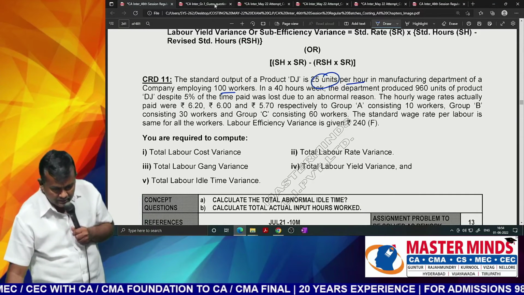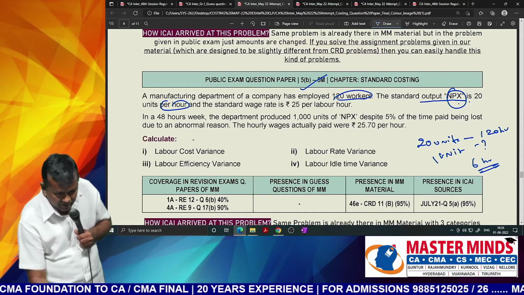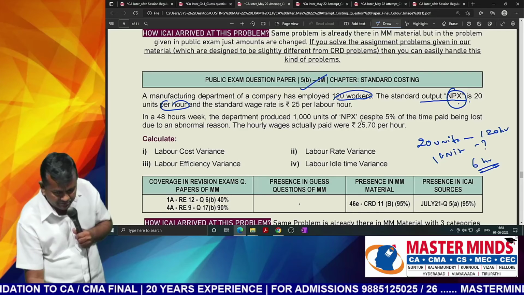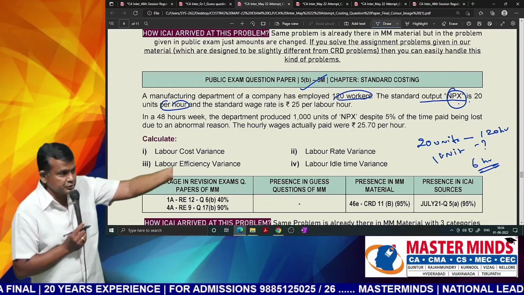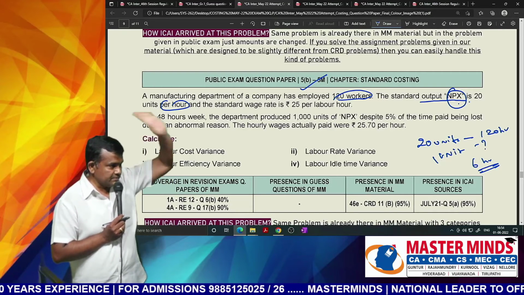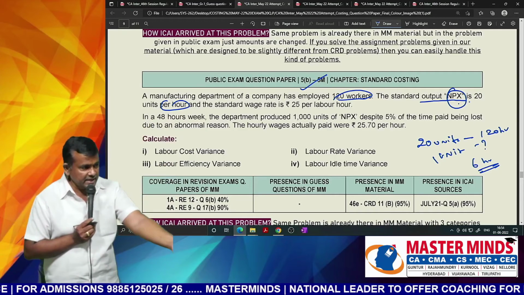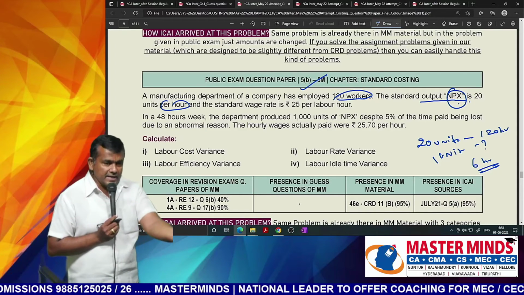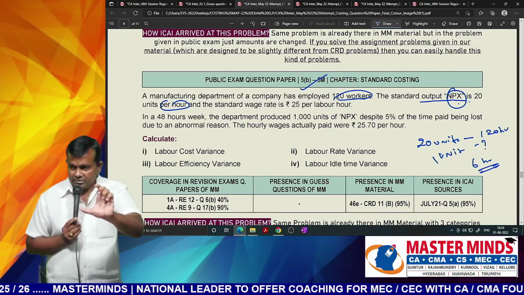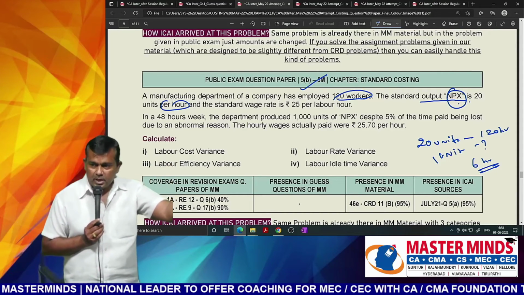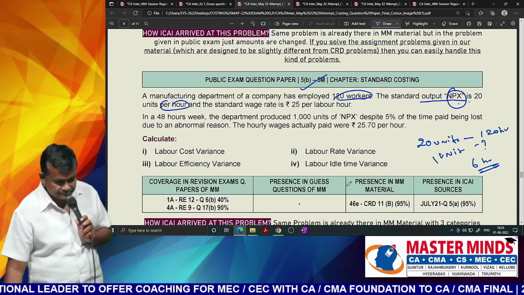In our exam paper, in a 48 hours week, the department produced 1000 units of NPX, despite the same 5% of the time paid being lost due to abnormal reasons. Same as this. Here also working hours equal 95% of paid hours. Idle time equals 5% of paid hours, abnormal idle time. Remaining 95% equals working hours.